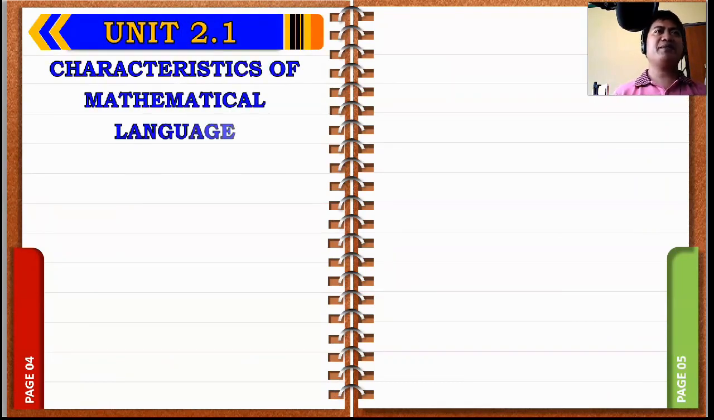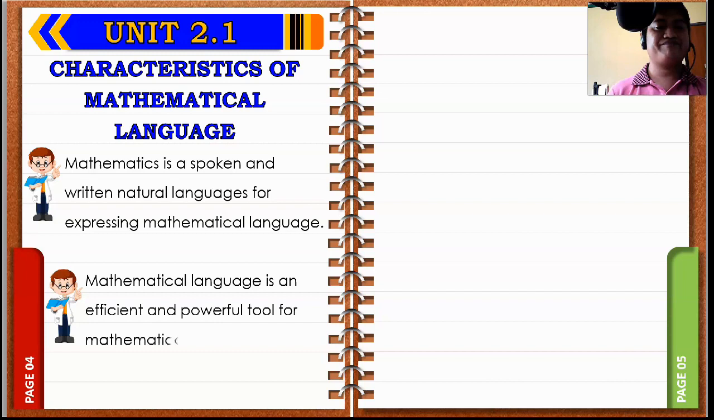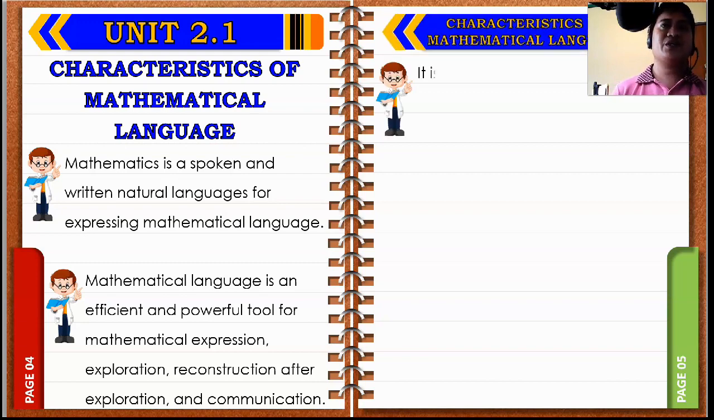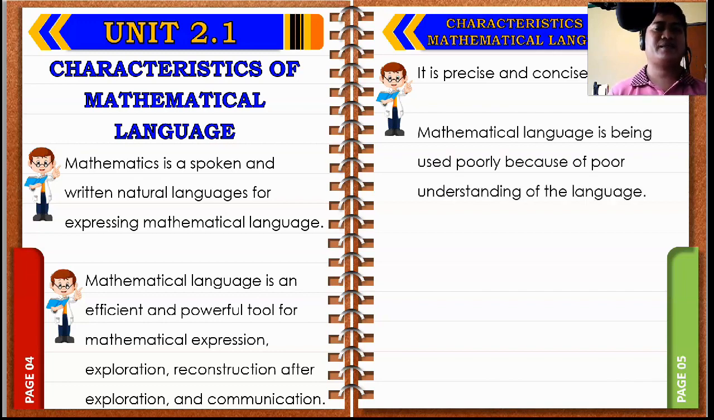So let us start our topic: the characteristics of mathematical language. For 1,000 years, mathematics has developed spoken and written natural languages that are highly effective for expressing mathematical ideas. This mathematical language provides a highly efficient and powerful tool for mathematical expression, exploration, reconstruction after exploration, and communication. Its power comes from simultaneously being precise and yet concise.